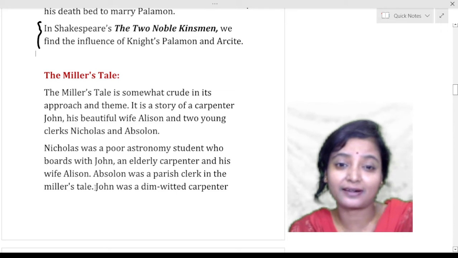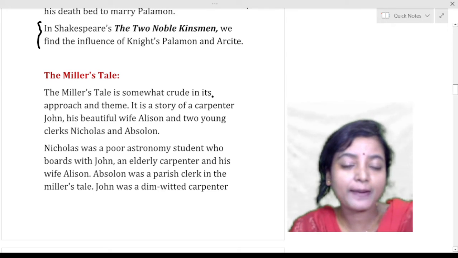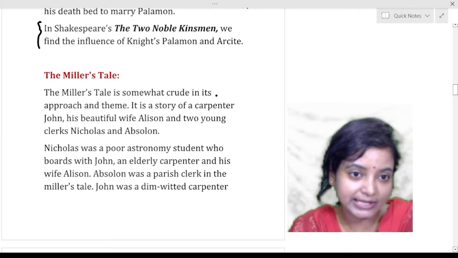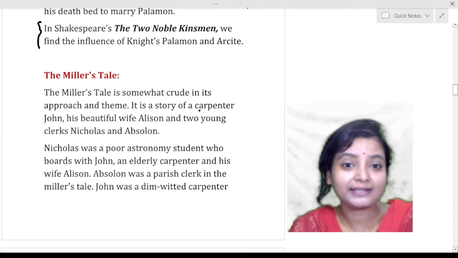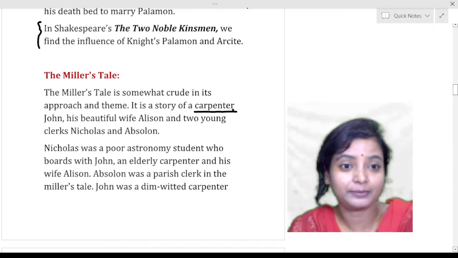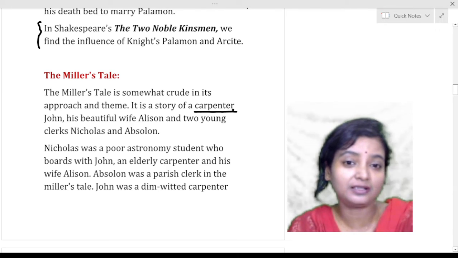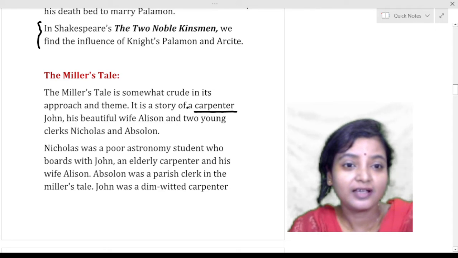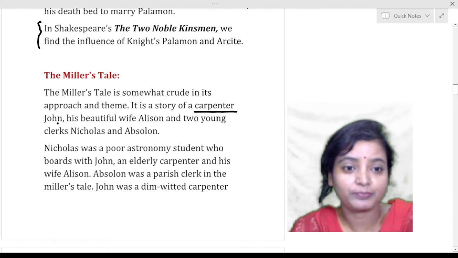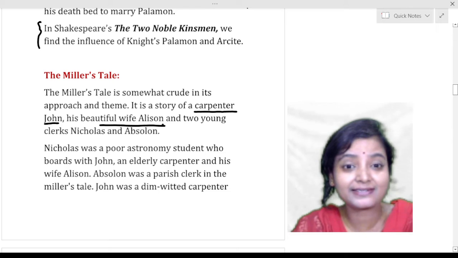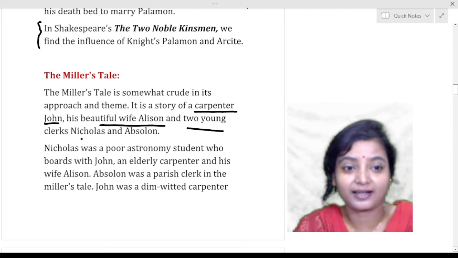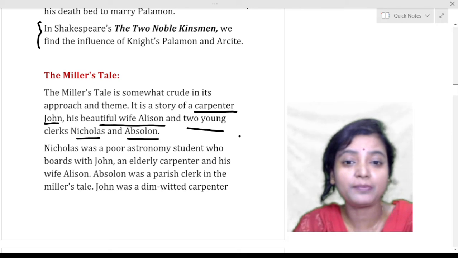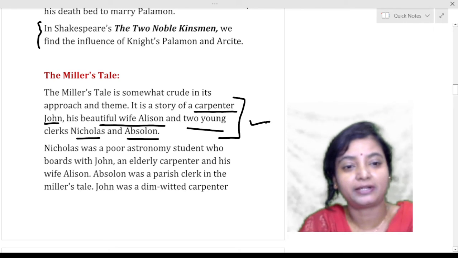It is a story of a carpenter. So you have to keep in mind the major stories, told by whom, and the major characters and theme. In the Miller's Tale, there is a carpenter. In whose tale was the carpenter a character, and what was his name? His name is John, and his beautiful wife Alison, and two young clerks, Nicholas and Absalom. So these are the characters of the Miller's Tale you have to keep in mind.